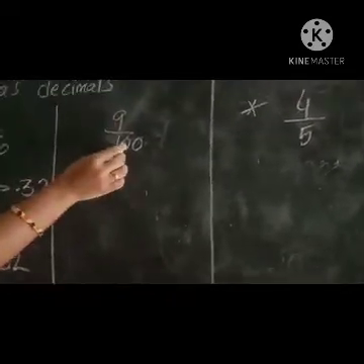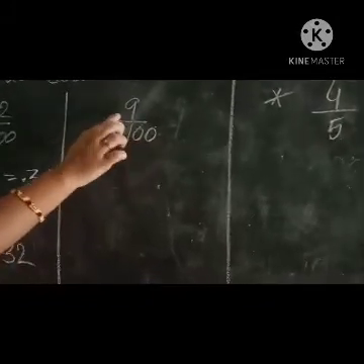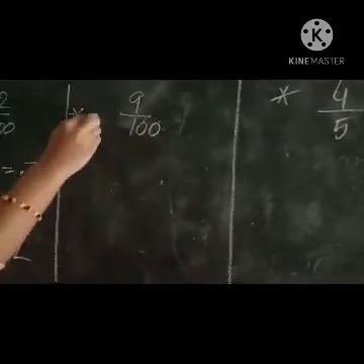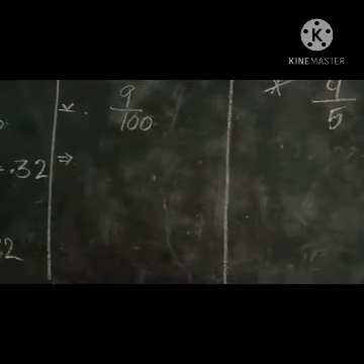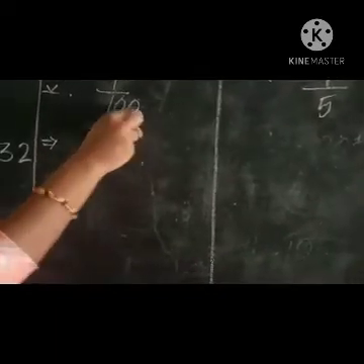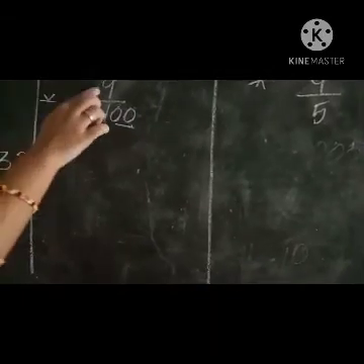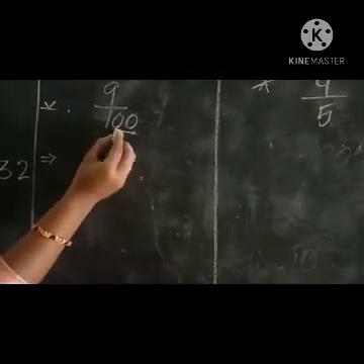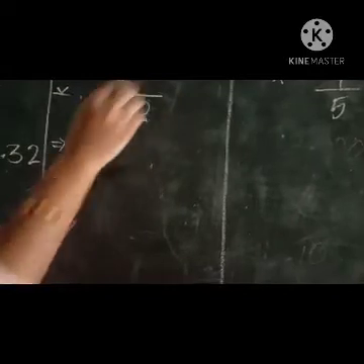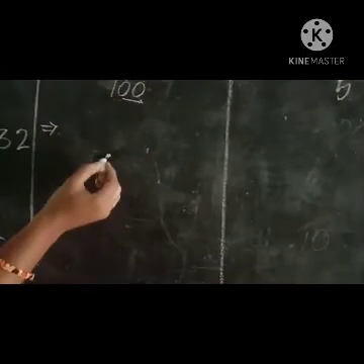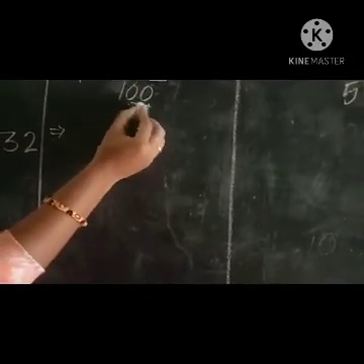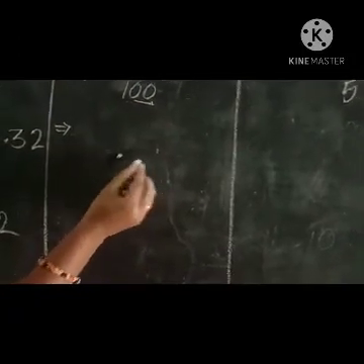9 by 100. What is the number here? See the solution here. How many zeros are there? 2 zeros are there, but only one number in the numerator. Just first keep the decimal point. Afterwards, how many zeros? 2 zeros. Here we have to write 2 numbers.